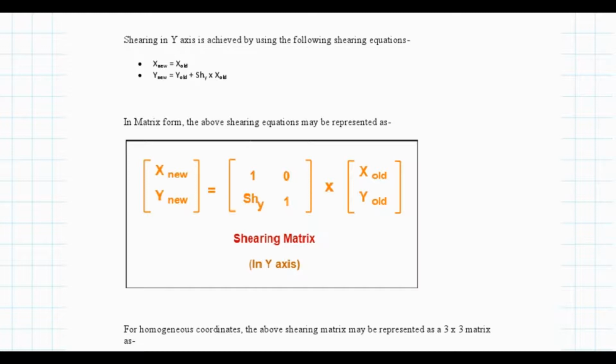In matrix format, this equation will go like x new, y new equals 1, 0, and in the next row SHY, 1, multiplied with x old, y old. If you solve the right hand side multiplication, you will get back to the original equations: 1 multiplied with x old plus 0 multiplied with y old equals x old, which is the value of x new after transformation, and for y new you will get x old multiplied with SHY plus y old multiplied with 1. So this was the non-homogeneous or Cartesian representation for the shearing matrix along y direction.